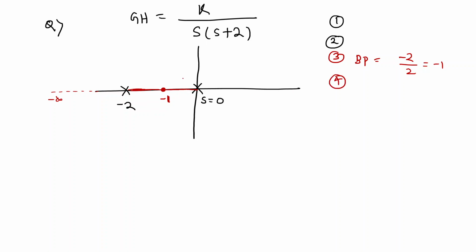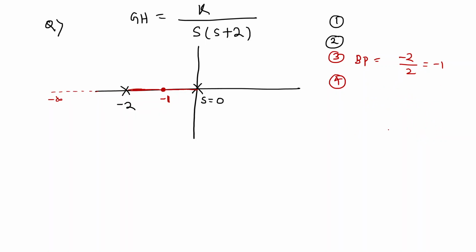Next point, you need to find out the angle of asymptotes. First of all, you identify how many asymptotes there are. Two asymptotes are there because the number of poles is greater than the number of zeros. What are the angles of asymptotes? One is 180 divided by 2, which is 90, and then you take the odd multiples, 270. I told you how to find that, so I'm writing the process.